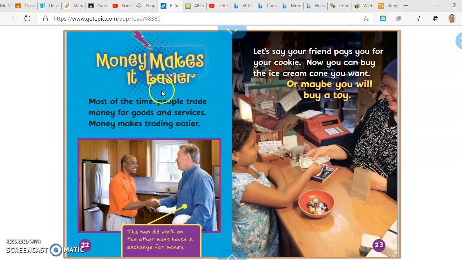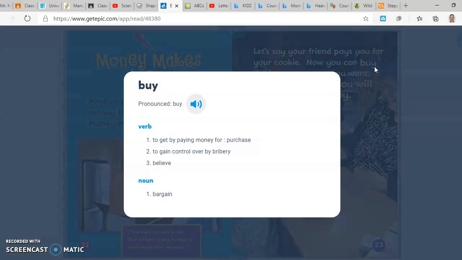Money makes it easier. Most of the time, people trade money for goods and services. Money makes trading easier. The label says, this man did work on the other man's house in exchange for money. Let's say your friend pays you for your cookie. Now you can buy the ice cream cone you want. Or maybe you will buy a toy. Buy.